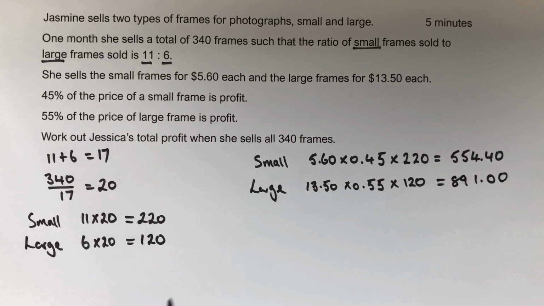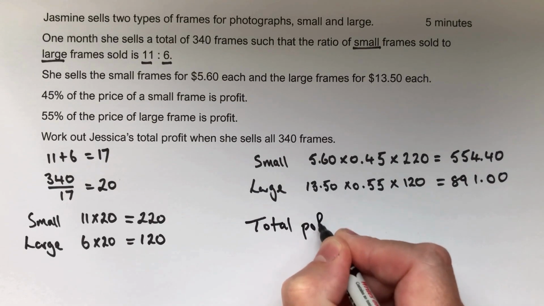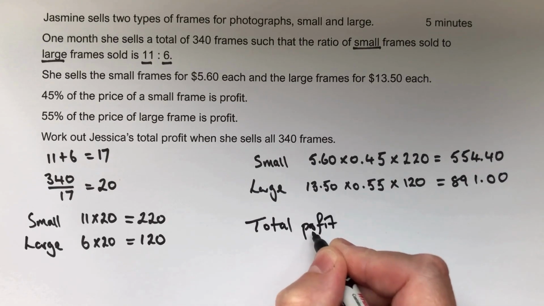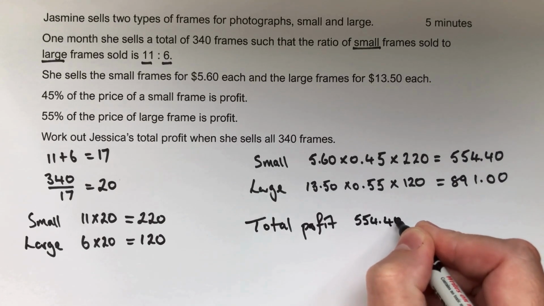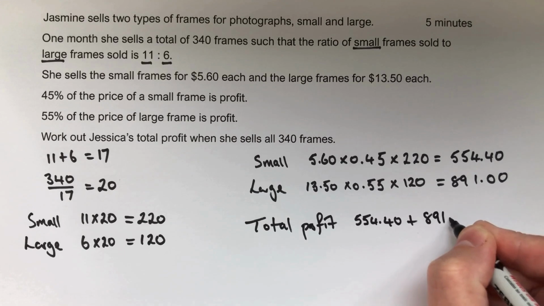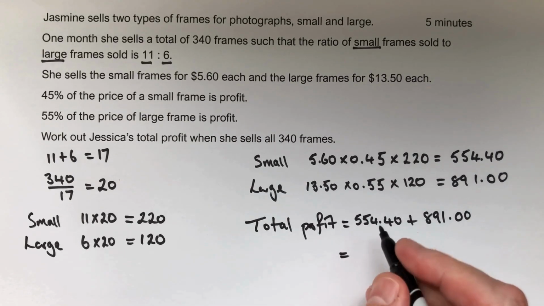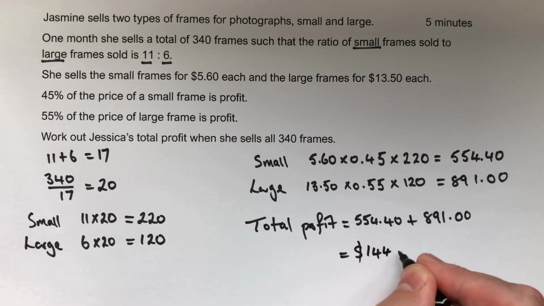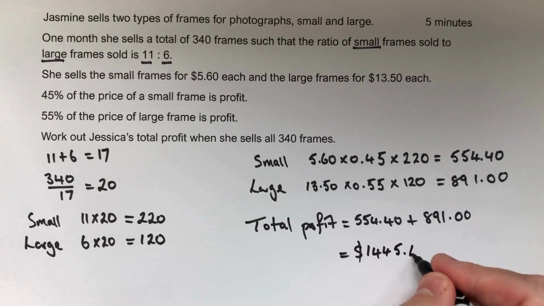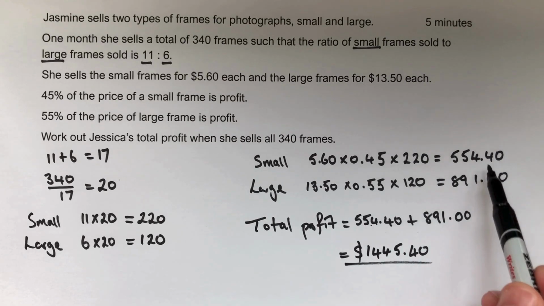$891 exactly. So the total profit will be the sum of those two values, 554.40 plus 891. Add them together to get a total profit of, I'll put the dollar sign back in, $1,445.40. Do make sure that you write the sum of these two values.